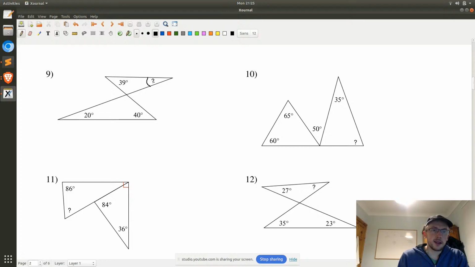It's tempting to think that these alternate each other, but there's no indication of the parallelism of these two line segments here. And so, thinking of the interior angles of a triangle, that must be 120 degrees. This is vertically opposite, so it must be 120 as well. And 120 plus 39 is 159, which, when subtracted from 180, gives 21.